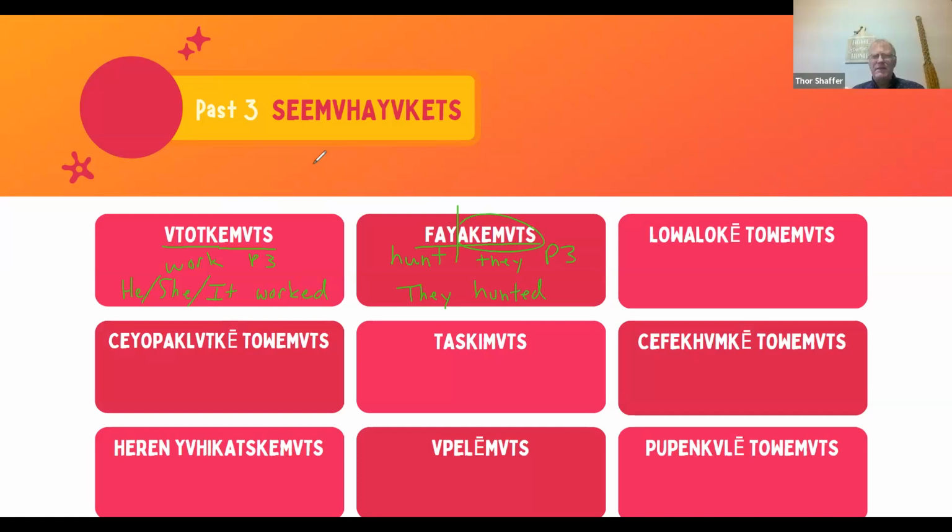Nice. This one. Lowalogi doimat. So we know lowagi is the one. So lowalogi means multiple, and there's nothing in the front. So that means we're saying they, many. I'm gonna put plus for many. Weak, and then doimats as the past 3. So they were weak. Maybe you're talking about like an old sports game. They were weak.